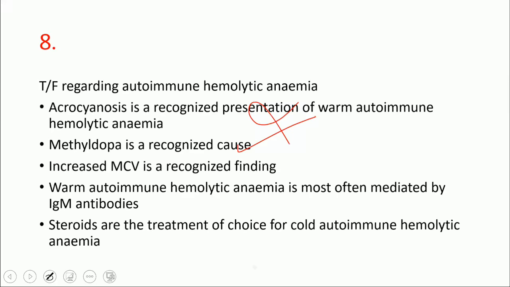Right. Warm autoimmune hemolytic anemias are most often IgG, not IgM. So this is false. Right. Now this MCV story: when you see an autoimmune hemolytic anemia, commonly the MCV is very, very high.